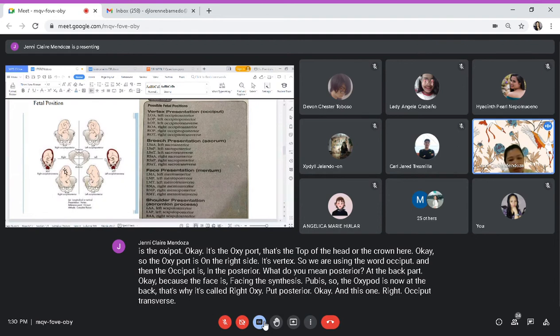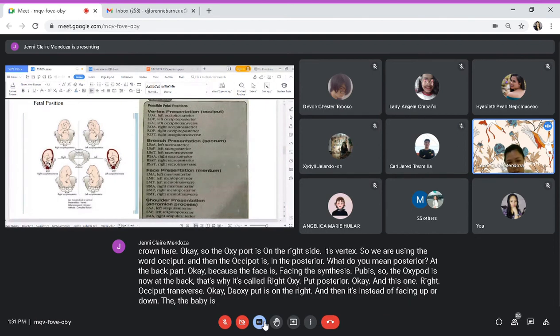The occiput is on the right, and instead of facing up or down, the baby is facing the side. The face of the baby here is on the side, so it is transverse.